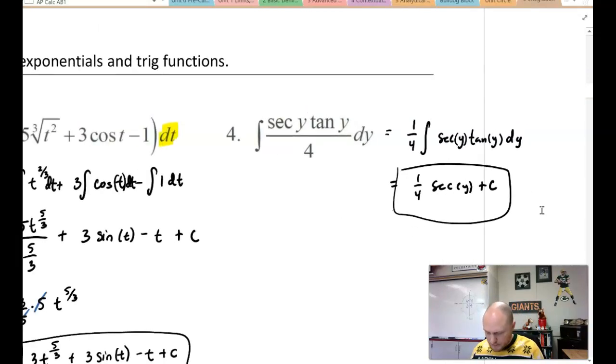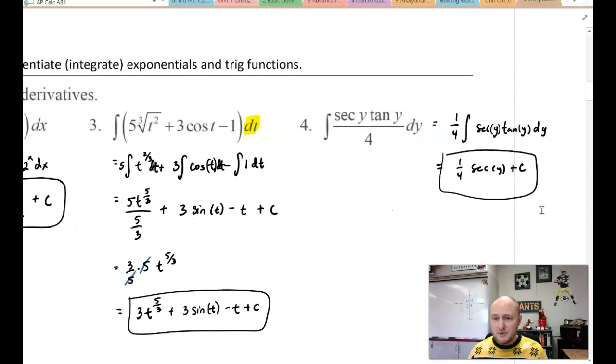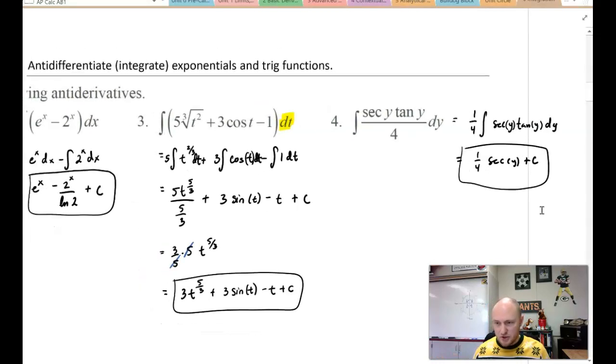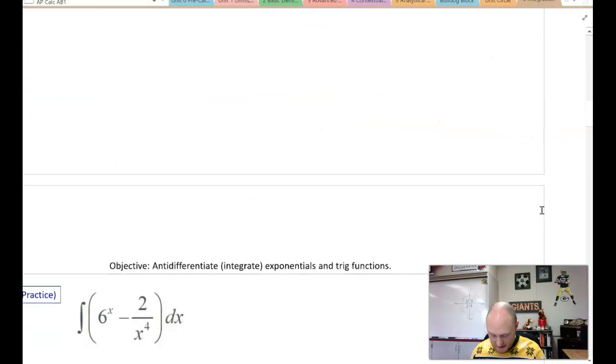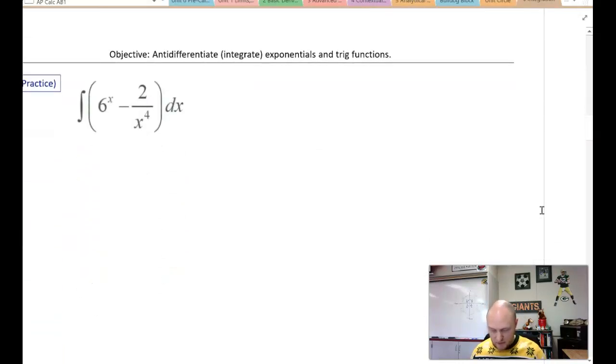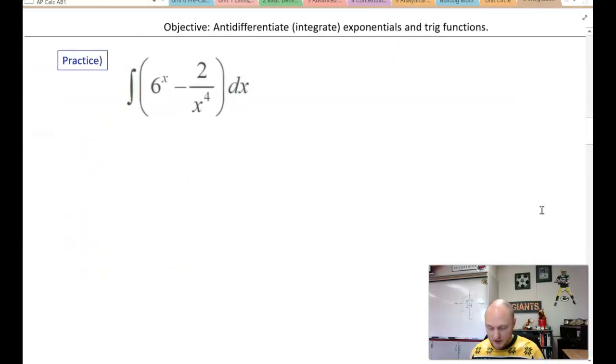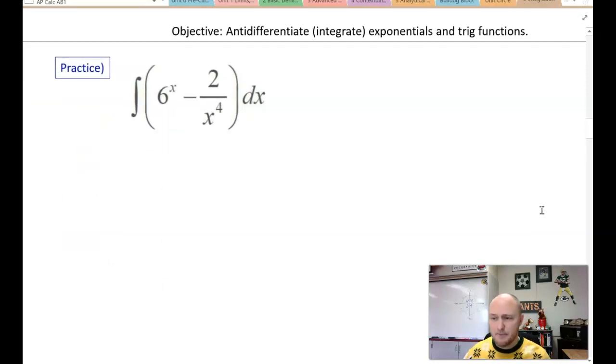Make sure you pause me if I'm going too fast. If you have any questions, write them down. You can ask me or another instructor at a later date. But those are the 4 examples for trigs and exponential functions. I do have a practice problem here for you, just to see if you understand what's going on. So go ahead, pause the video, and then I'll post the answer and we'll talk through the solution.